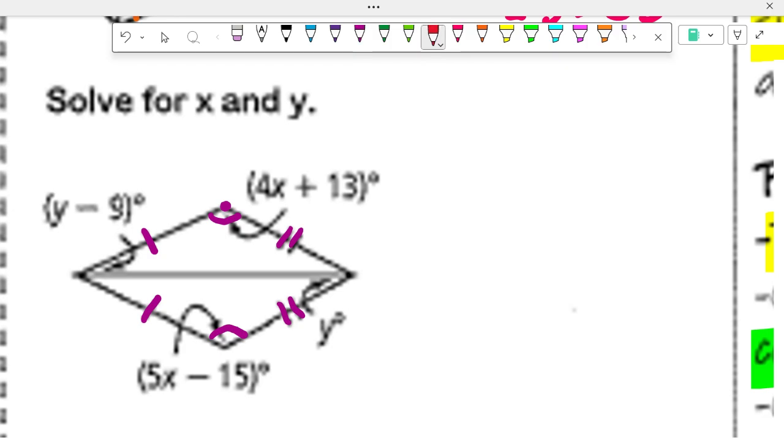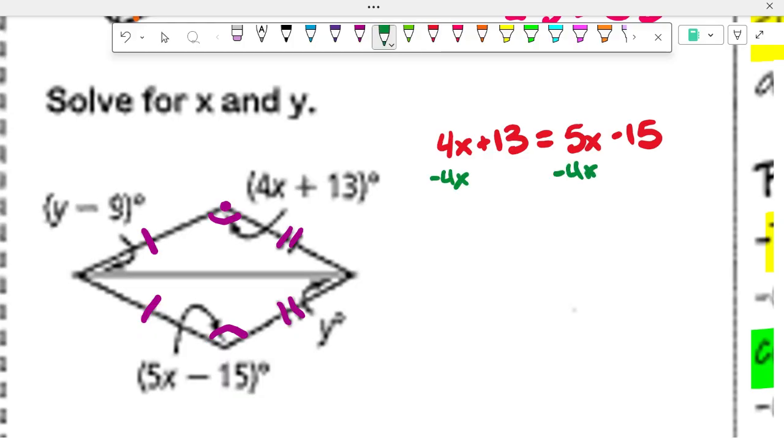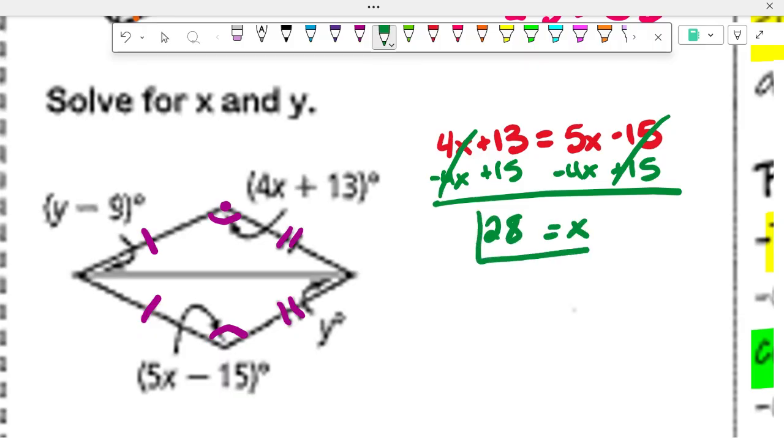All right. So if these two angles are congruent, how would I set my equation? Set them equal to each other. So 4x plus 13 is equal to 5x minus 15. So I'm going to subtract the 4x from both sides, and I'm going to go ahead and add the 15 to both sides just to save me some time. That goes away. That goes away. I get x is equal to 28. So that's what x is equal to.